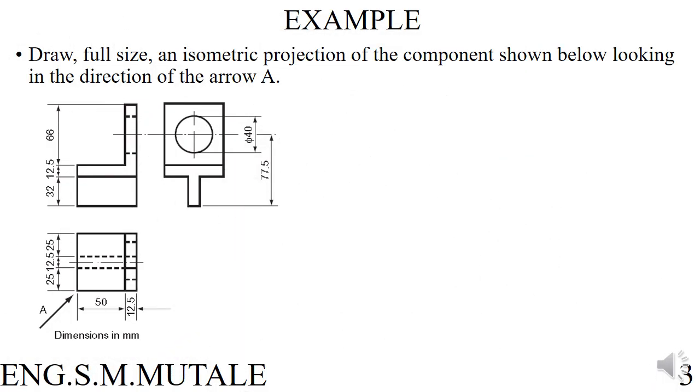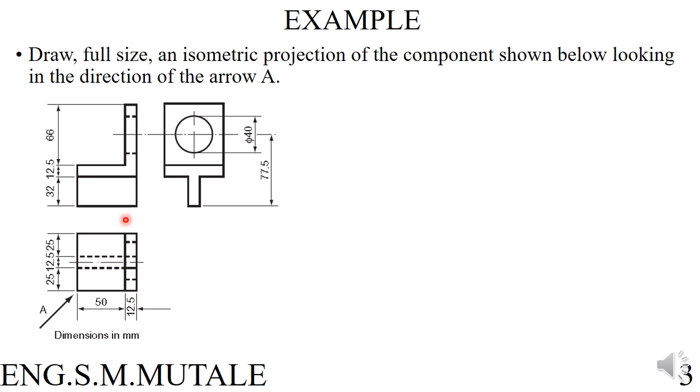So the question is saying draw full size and isometric projection of components shown below looking in the direction A. So they've given us the front elevation, which is this one. We've got the end elevation, which is this, as well as the plan. So because the plan is viewed down, this obviously is in first angle projection.